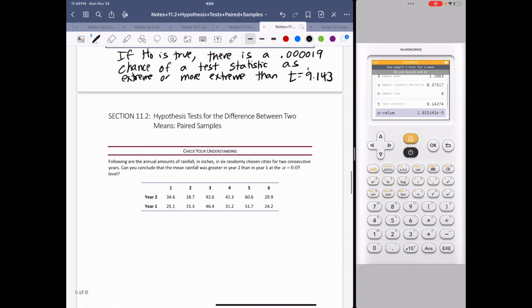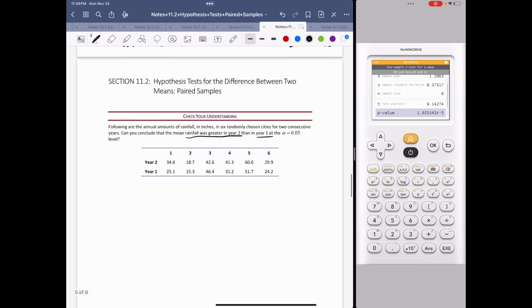For the next thing, we're not going to do this problem, but I just want to set it up. It says, following are the annual amounts of rainfall in inches in 6 randomly chosen cities for 2 consecutive years. Can you conclude that the mean rainfall was greater in year 2 than in year 1? I want to know if it's greater in year 2 than in year 1. Like I said, we're not going to do the whole thing. I just want to set up our H0 and our H1. Sometimes I think the H1s are hard.